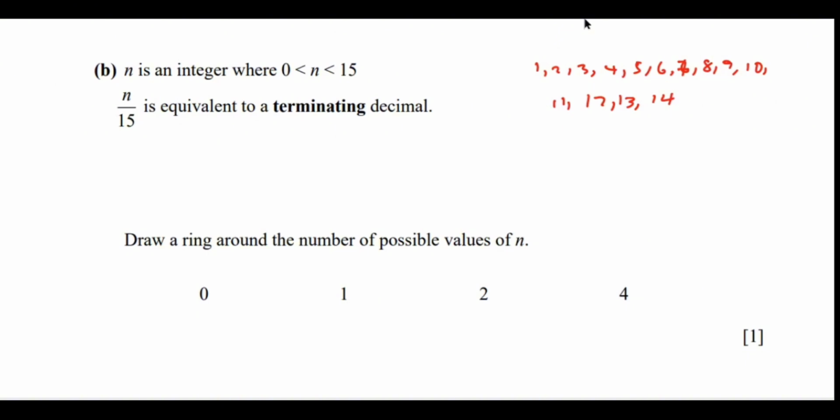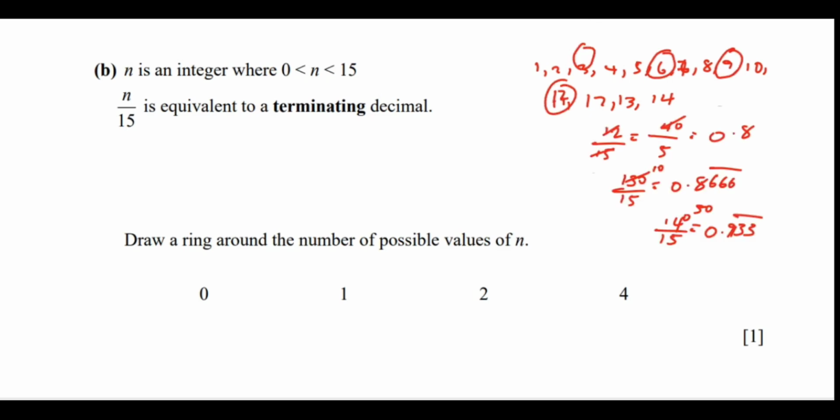Okay, so 1 over 15 will not give me a terminating decimal. 2 over 15. So how many we have is 4. So the numbers between 0 and 15 that we can put at the numerator to give us a terminating decimal, they are about 4 numbers.